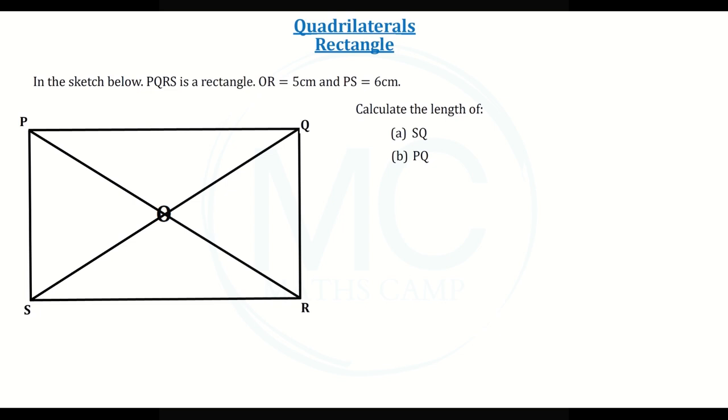Let's start with part A. Calculate the length of SQ. SQ is a diagonal of a rectangle PQRS. So let's make it red. We know that SQ is the same length as PR because the diagonals of a rectangle are equal, but we don't know the length of PR. So let's see what else we have to work with.